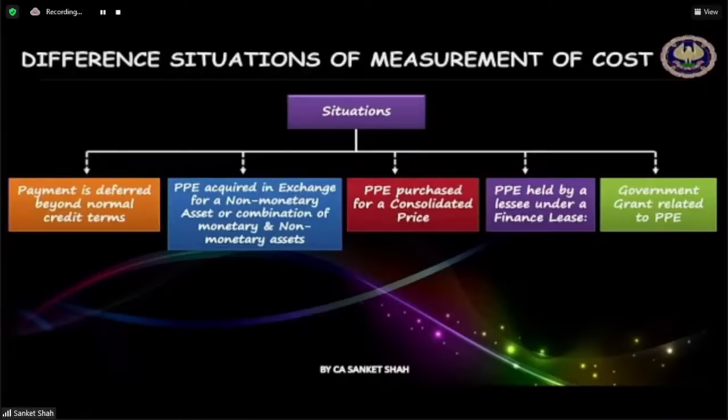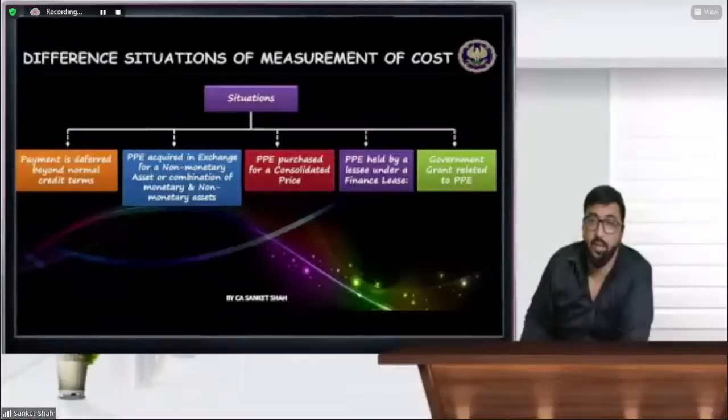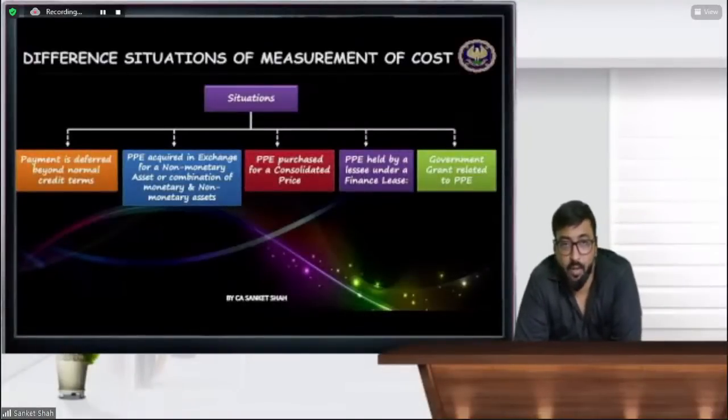Okay. So now I will explain it one by one. Payment is deferred beyond normal credit terms. So friends, in case of hire purchase, you are recording the asset at cash price and not at hire purchase price. So the interest component is not considered in the asset cost, except as per AS 16 principle.